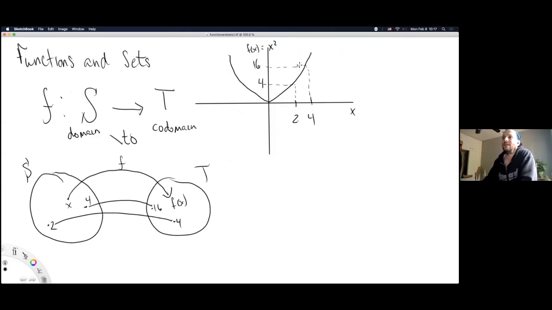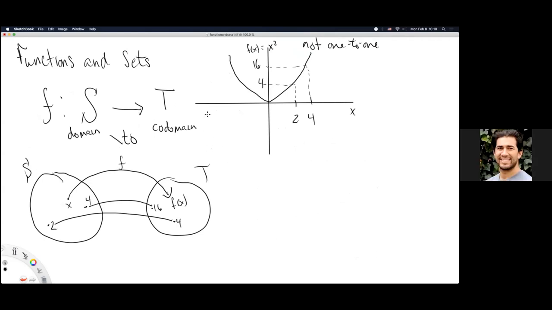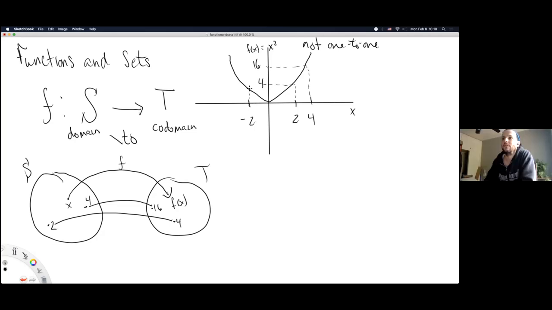So here is an example of a not one-to-one function. Can someone else, I believe that was Kieran who last spoke, explain to us why x squared is not one-to-one? You can do negative two, negative two also goes to four. Sounds good. Are there other numbers that might also go to non-unique elements? It's basically just flipped on the whole entire side.